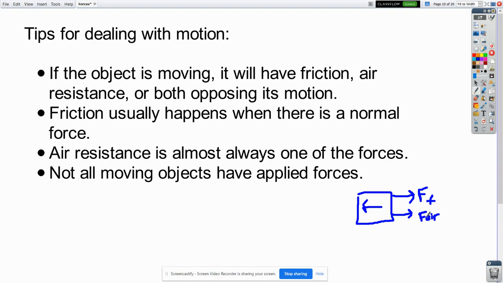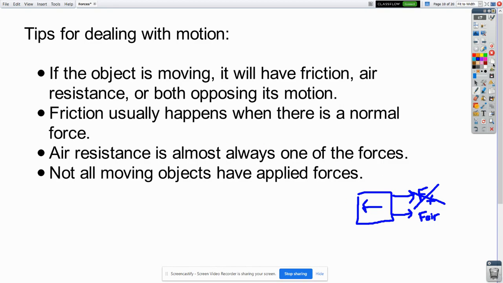So opposing motion, friction, and air resistance. If it's in the air, forget the friction. If it's in the air, it's going to be air resistance and only air resistance. A good way to tell if you have friction or not is to look for the normal force. If you drew a normal force on your object, that means there is going to be friction there because it's actually normal forces that produce friction. So if you put F sub n, if you put normal force on your diagram, then the friction is going to be there. If you don't put normal force on the diagram, then it's not there.